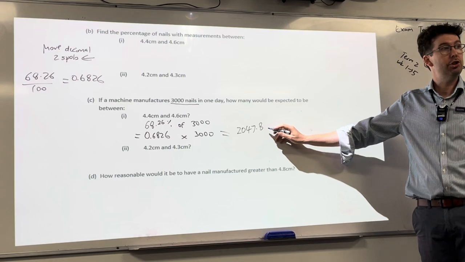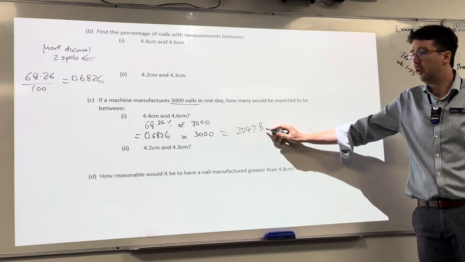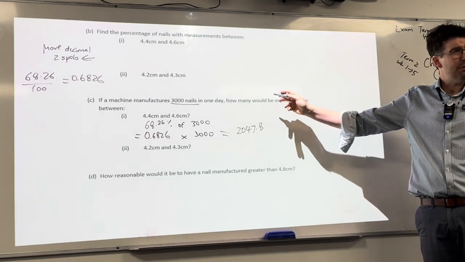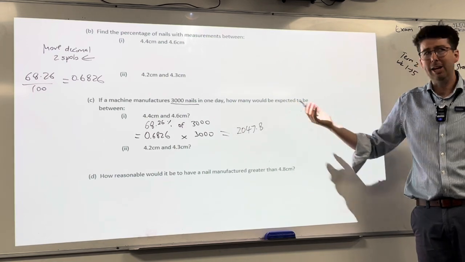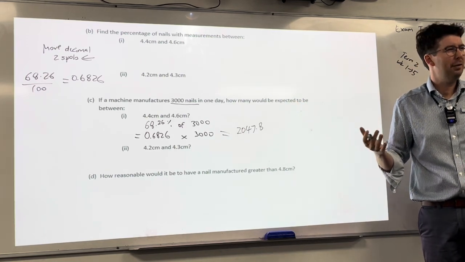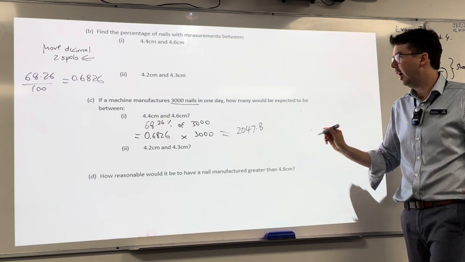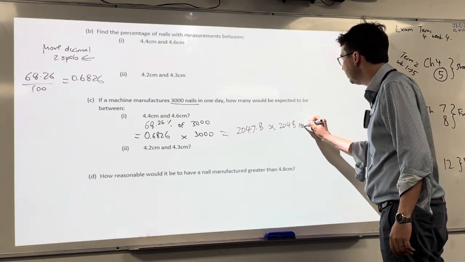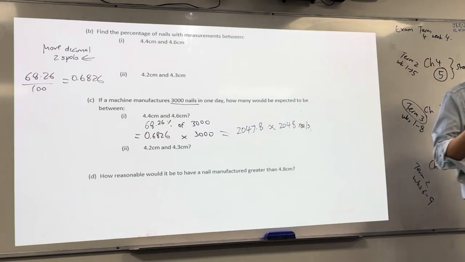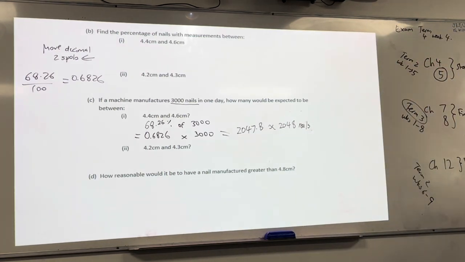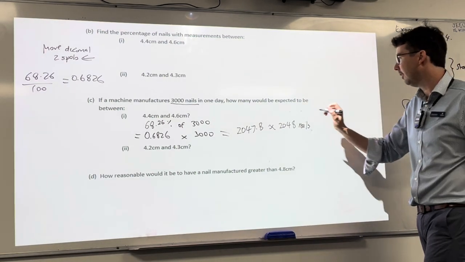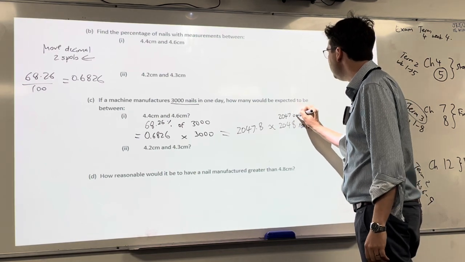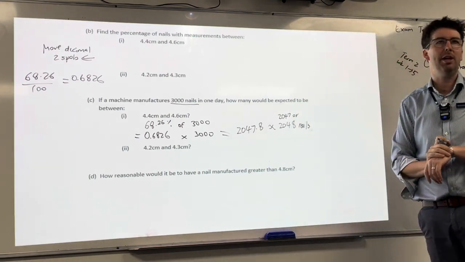Okay, class. 2047.8. This variable that we're dealing with here, you can't have 0.8 of a nail. We kind of can, but we really need to round this. So we would round that to 2048 nails. You would have to round it down because you're making more nails, creating this extra 0.2. Alright, so I'm happy to write 2047 or 2048 nails.